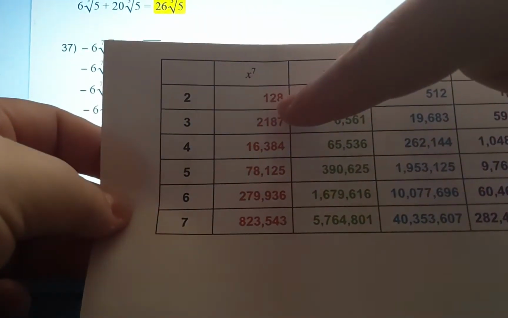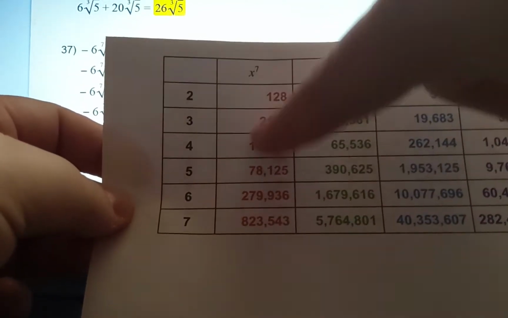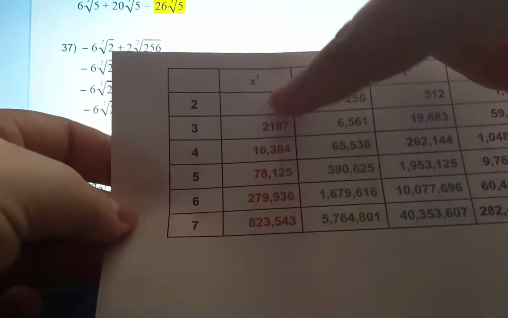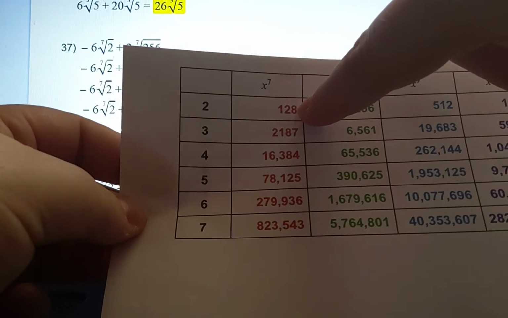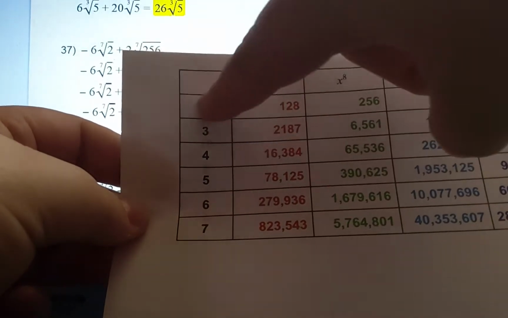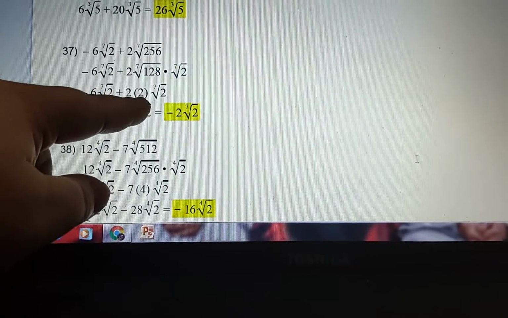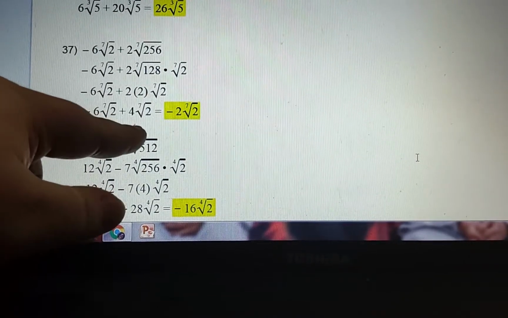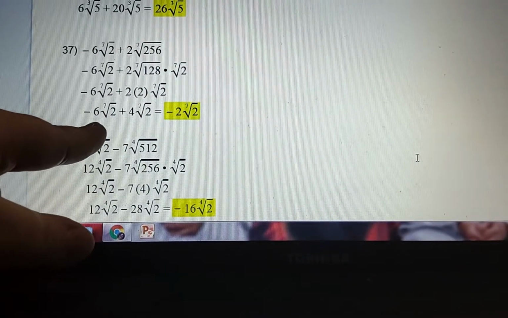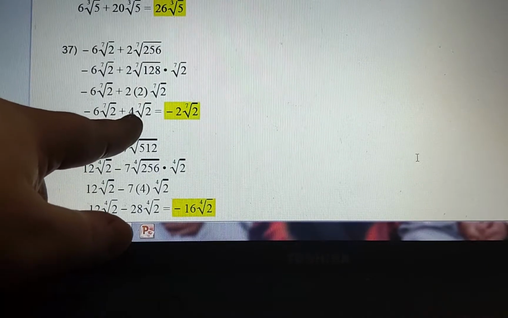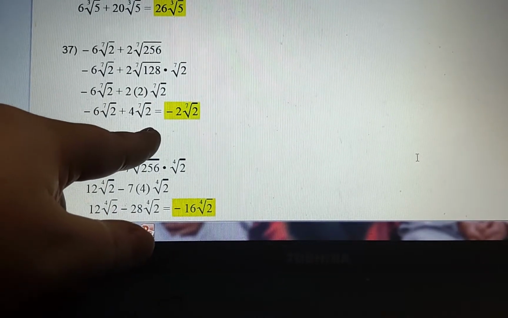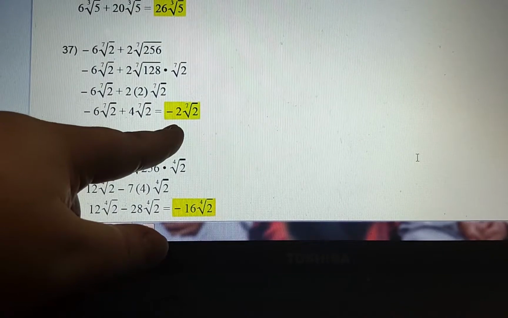Okay? Now, if when we divided by 2, we didn't see a number, we'll get that later. But we like this x to the 7th, the 7th root of 128, because we get 2. Okay, so I change this to 2. Multiply my 2's, I get 4. So the problem becomes negative 6, 7th root of 2, plus 4, 7th root of 2, equals negative 2, 7th root of 2.